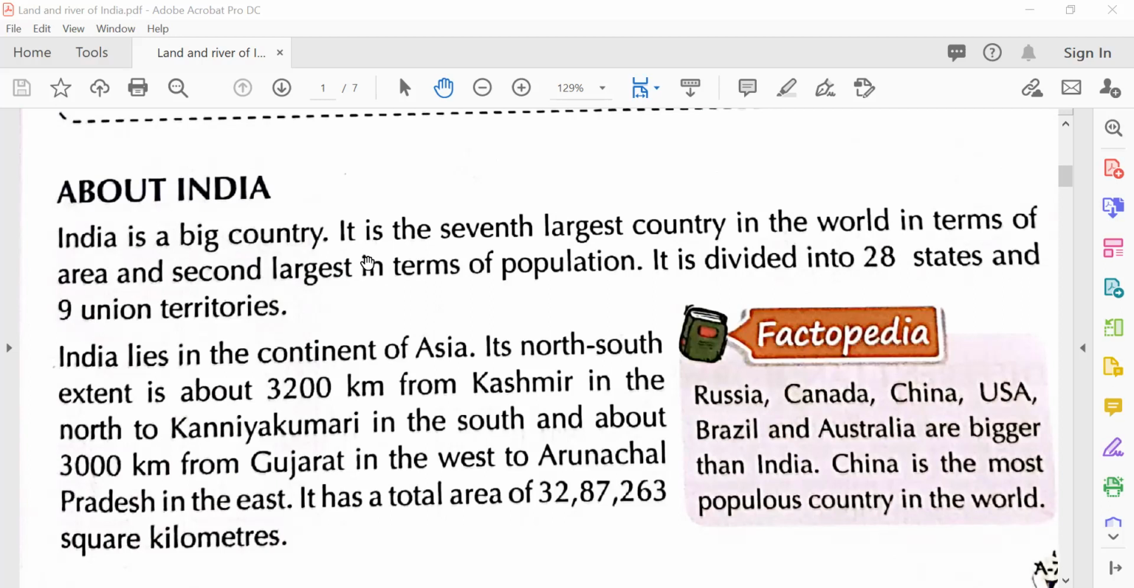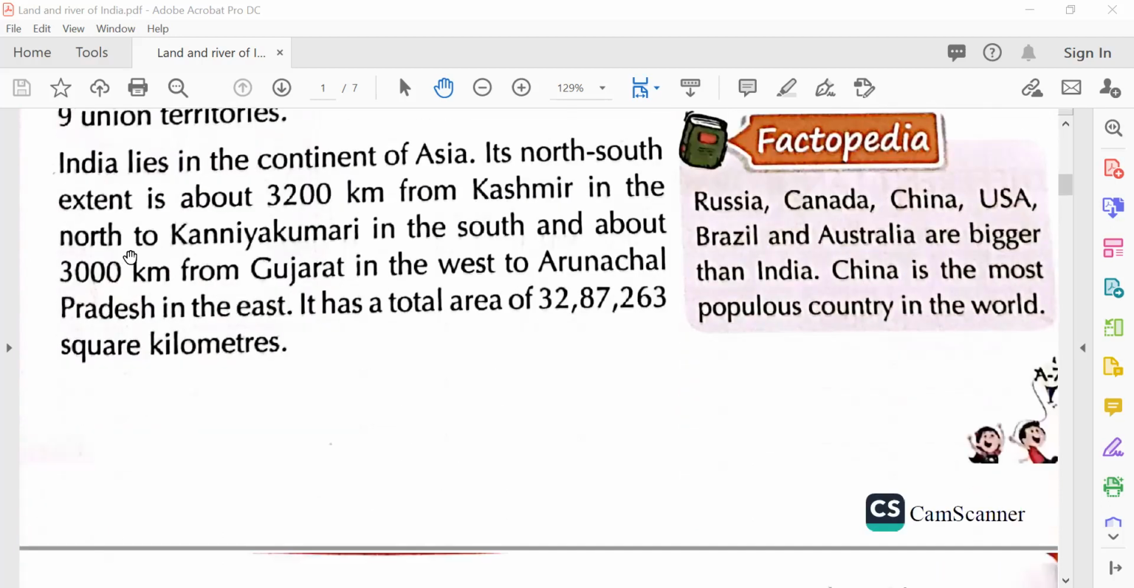India is a big country. It is the 7th largest country in the world in terms of area and 2nd largest in terms of population. It is divided into 28 states and 9 union territories. So how many states does India have? 28. And how many union territories does India have? 9. And it is 2nd largest in terms of population. So it's the 2nd largest populated country, and it is the 7th largest country in the world.